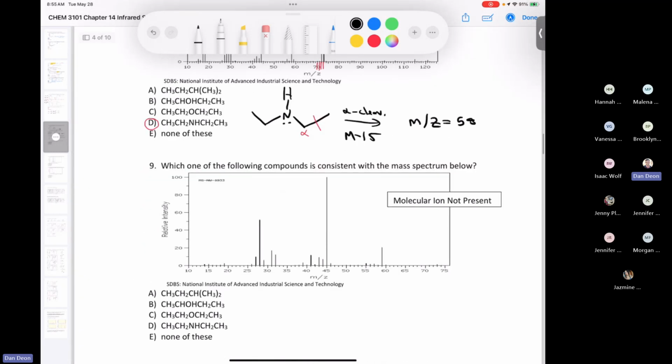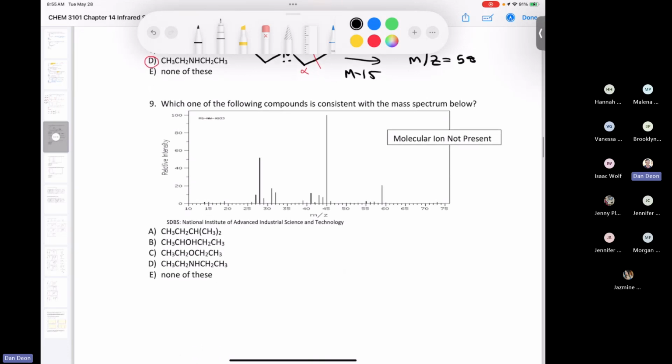The next one is kind of tricky. I'll walk you through it. It says, which of the following compounds is consistent with the mass spec shown below? And it says there's no molecular ion present. So we don't have a molecular ion for the compound. So that can make it tricky.